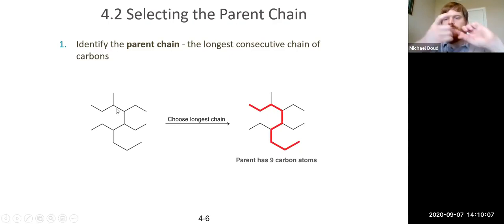All of these sigma bonds can rotate and twist around, so you can make the longest chain whichever one you want. This is just one configuration of this molecule. So what you actually have to do is almost like going through a maze, and the goal of this maze is to pick the longest path possible from one end to another. So as you can see, that would be 6.